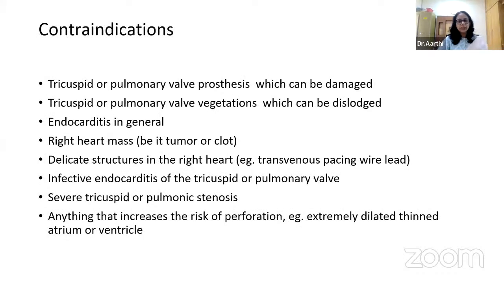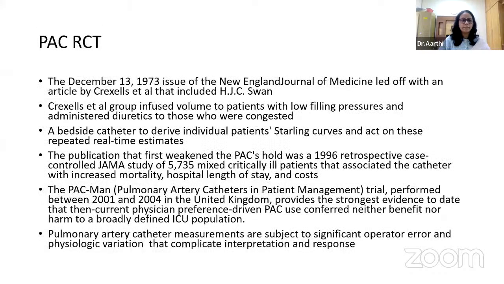So what are the contraindications for pulmonary artery catheters? Obviously, on the right side of the heart, a tricuspid or pulmonary prosthesis, vegetations, endocarditis in general, or a mass in the right side of the heart. Also delicate structures in the heart, for example if the patient already has a transvenous pacing, and patients with severe tricuspid or pulmonary stenosis, and also an extremely thinned atrium or ventricle. So these are all the contraindications wherein we are unable to use a pulmonary artery catheter.